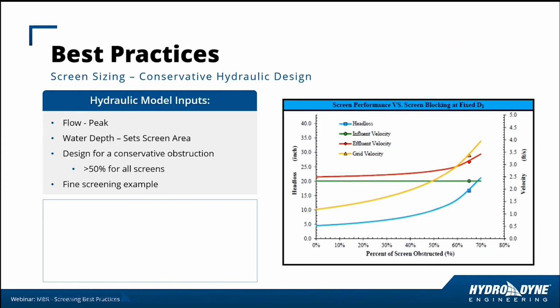So it's also important, once we've picked our screening equipment and grids, that we have conservative hydraulic design. This means that when we design the screens, our flows would be used as peak flows. And also our downstream water depth sets the screen area. So it's important to have a good understanding of what that water depth would be limited to.